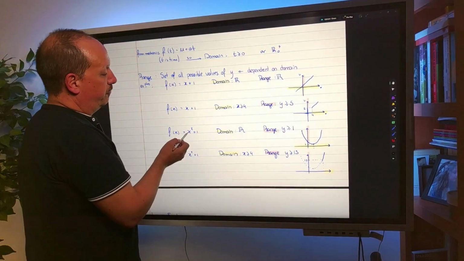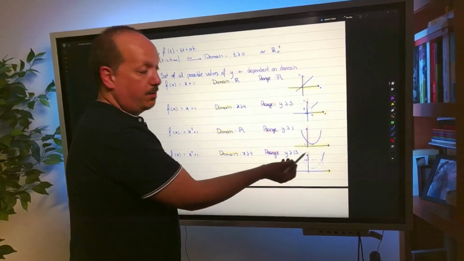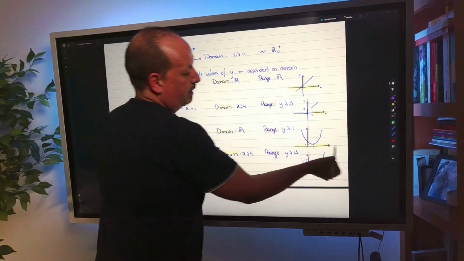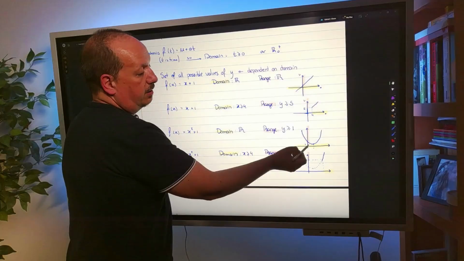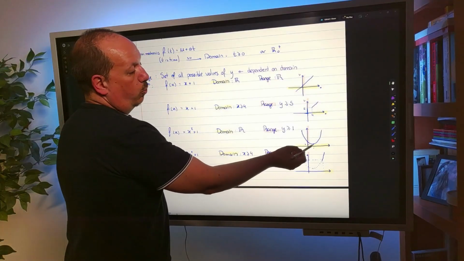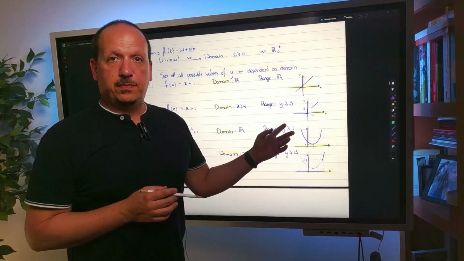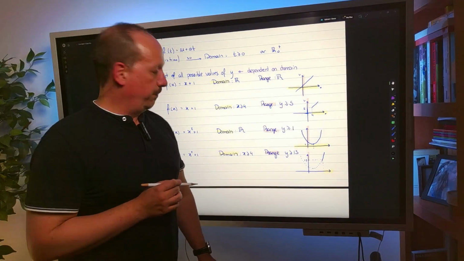In this case, the vertex is on point 1, 1, right? So you see here in yellow, the domain can be anything, but here in pink, the range starts in 1, the y-coordinate of the vertex, and then goes up indefinitely. So the range is y bigger or equal to 1.